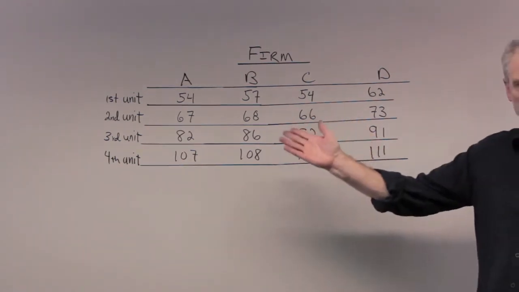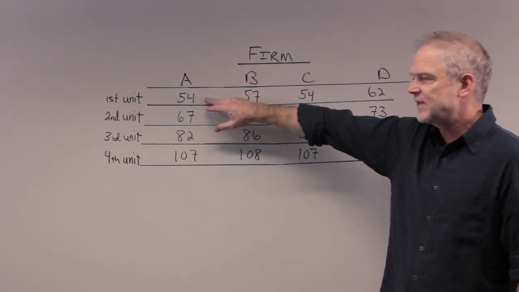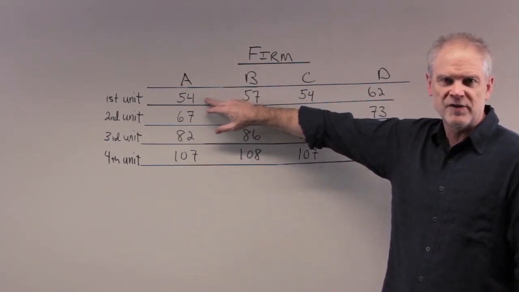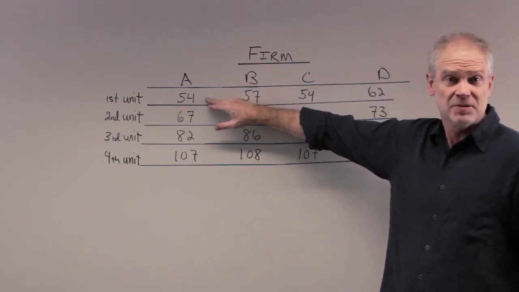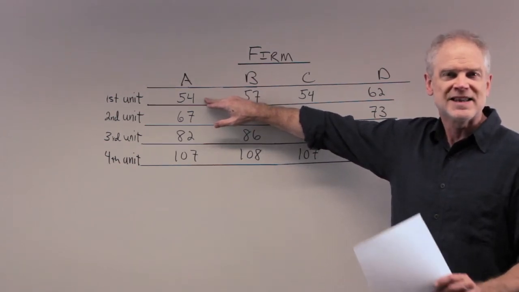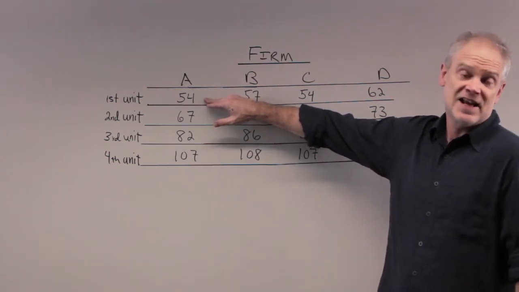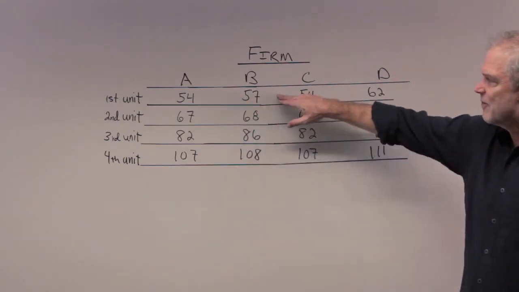So you go to the board and you say, all right, firm A says, it's going to cost us $54 to get rid of this first unit of pollution. If we pay the tax, it's $69. Well, that's a no-brainer. It's cheaper for me to get rid of it than to pay the government $69, in essence, for that unit of pollution. So firm A will eliminate that. Firm B does the same thing.